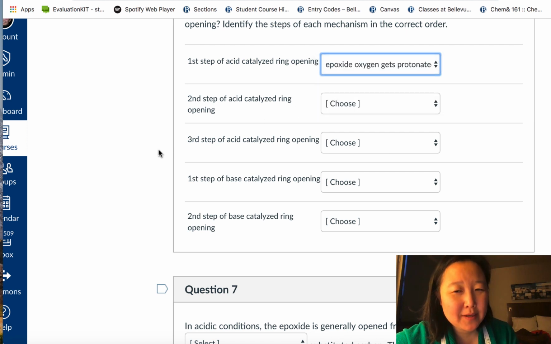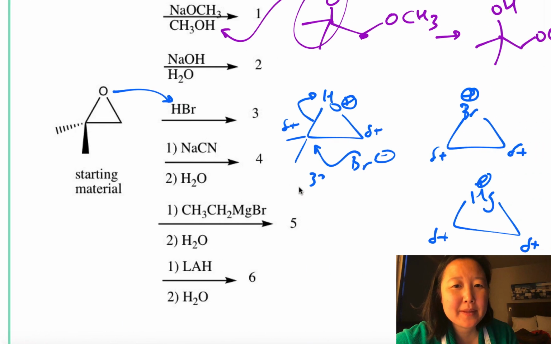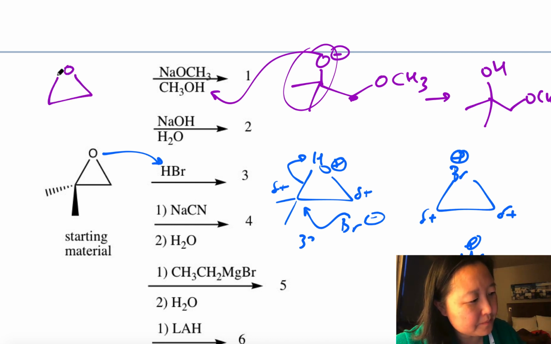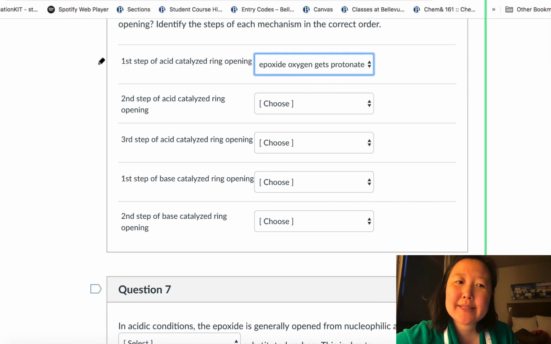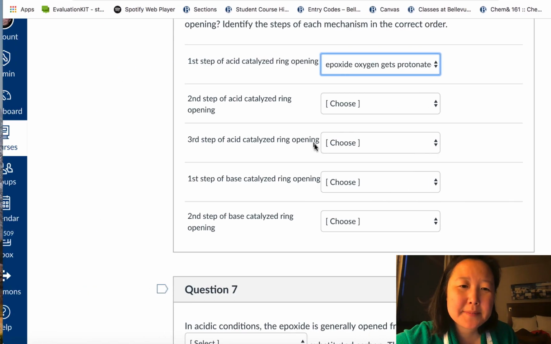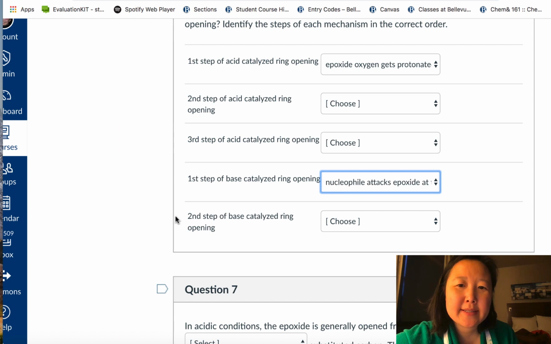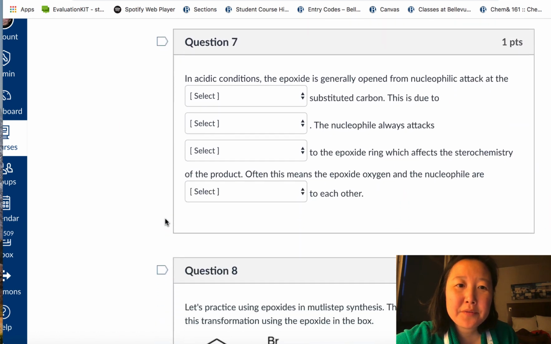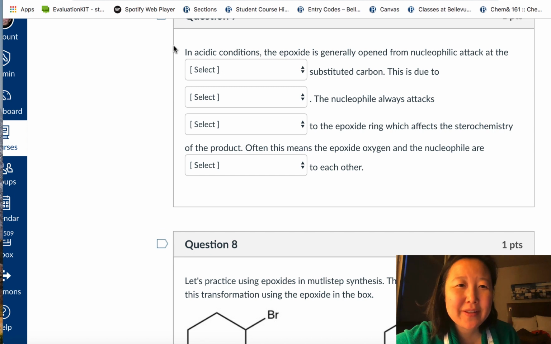Epoxide oxygen gets protonated in the first step for acid, but in the first step of base that doesn't happen. Because you have a base, this acts as your electrophile, and you go ahead and just attack the epoxide first in a basic condition. So that's the first step of basic. So that means the nucleophile attacks at the less substituted carbon. Okay? So go through the rest of that on your own, see if you can figure that out.